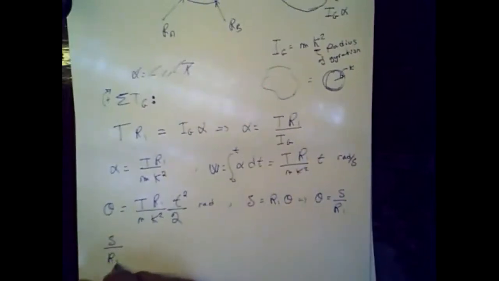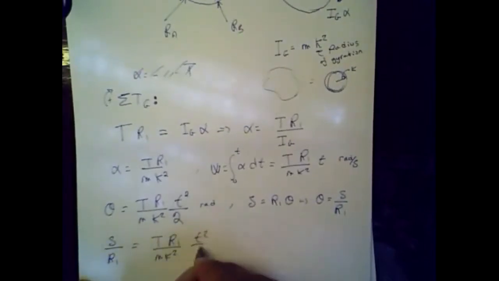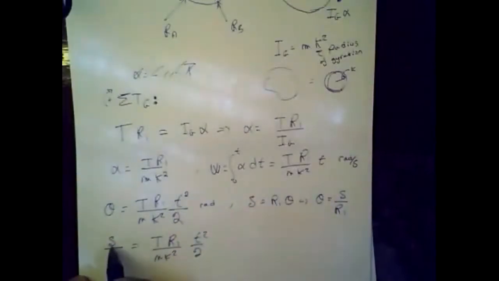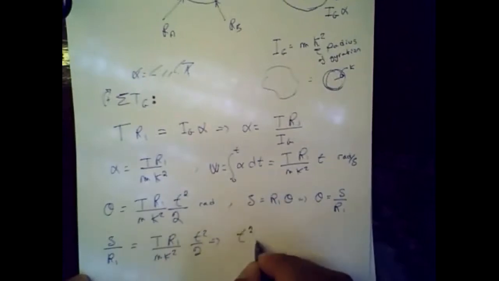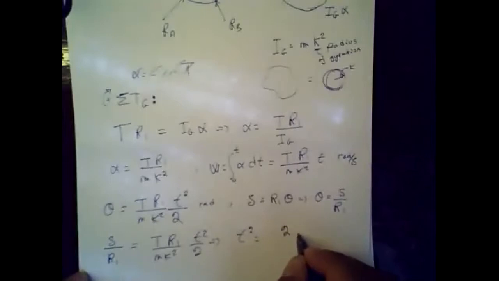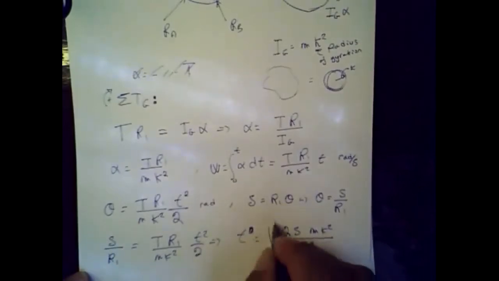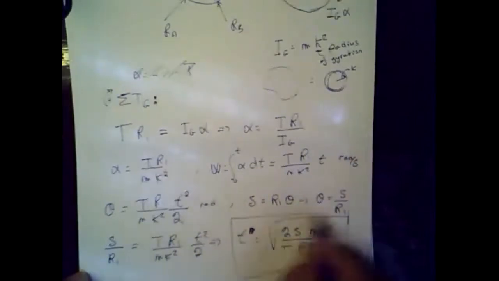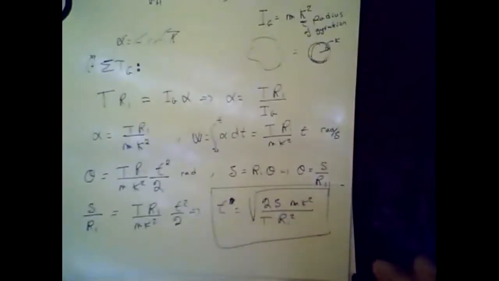So I can replace that here. s over r1 is going to be equal to T r1 over MK squared times t squared over 2. I know s is going to be 5 meters, I know what my r1 is, and I can basically solve for the rest. So t squared is going to be equal to 2s multiplied by MK squared divided by T r1 squared, and then I can take the square root, and this is going to be my solution. Here you replace s by 5 meters, T is 300, r1 is given to us as 0.8 in that case, and then we have the rest.